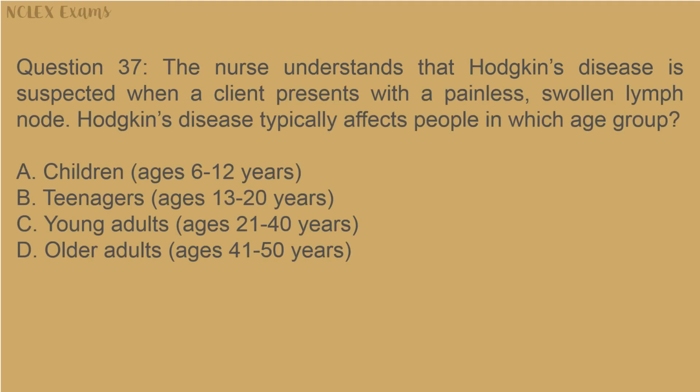Question 37. The nurse understands that Hodgkin's disease is suspected when a client presents with a painless, swollen lymph node. Hodgkin's disease typically affects people in which age group? A. Children ages 6-12 years. B. Teenagers ages 13-20 years. C. Young adults ages 21-40 years. D. Older adults ages 41-50 years.